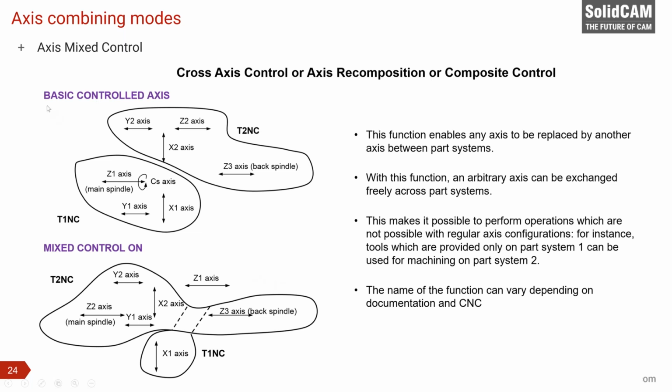We can have a basic controlled axis. This is normal for this machine. And we have mixed control, where some of the axes which previously were on the second channel, for example, could be managed in the first channel. Of course, there should be some commands before which say to the machine, okay, now I can manage these 3 axes from the first channel. So this is how it works on the machine, but for sure we need some additional functions inside the CAM software to support this, and we have it.